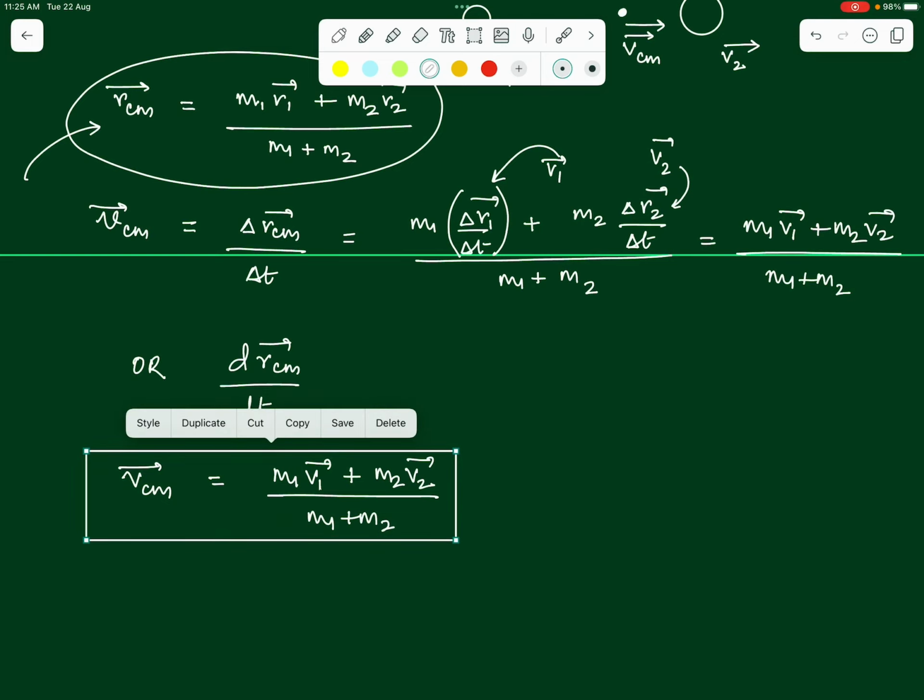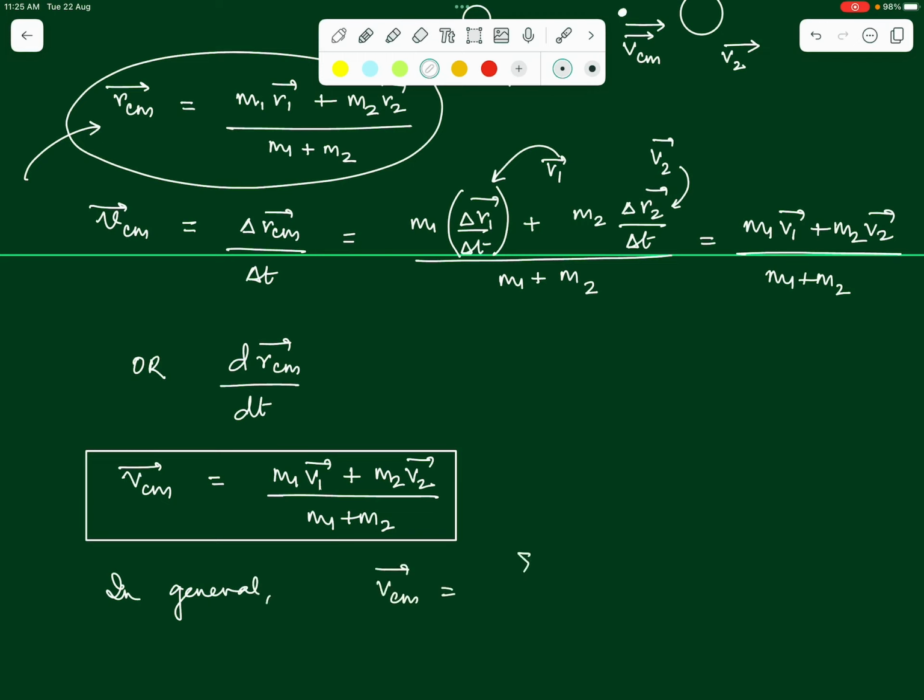We can as well extend it to a multiple particle system also. Can we write in general for an n particle system, velocity of center of mass as summation of mi vi, where i runs from 1 to n, divided by summation of mi. Same way for an n particle system, this is how we can write the velocity of center of mass. So whatever number of particles you have, you just keep on adding the product of mass with the velocity: m1 v1 plus m2 v2 plus m3 v3 plus m4 v4 and so on, divided by m1 plus m2 plus m3 plus so on, the total mass.